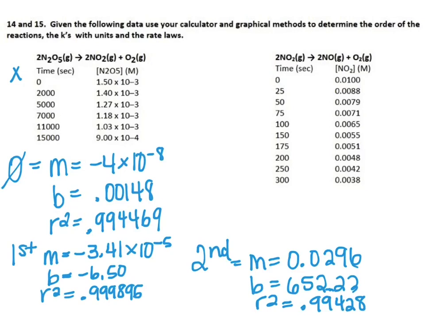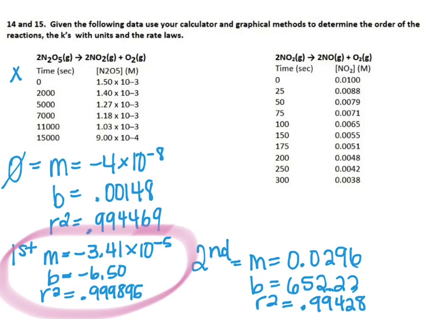All right, so we've got all this data here. What order is it? Who has the best R squared? First order. Your best R squared tells you the order. So we've determined the order.